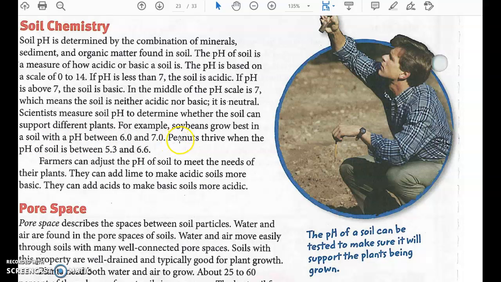Peanuts thrive when the pH of soil is between 5.3 and 6.6. That's interesting. Farmers can adjust the pH of soil to meet the needs of their plants. They can also add lime to make acidic soils more basic. They can add acids to make basic soils more acidic. Okay, the lime here is not like the fruit, so I just want you to keep that in mind.